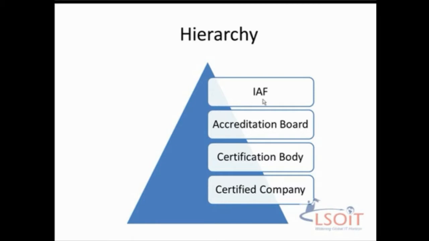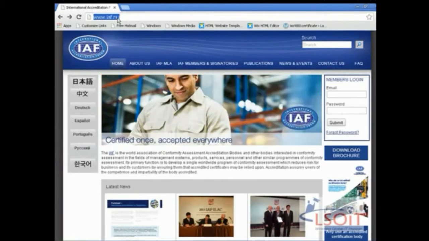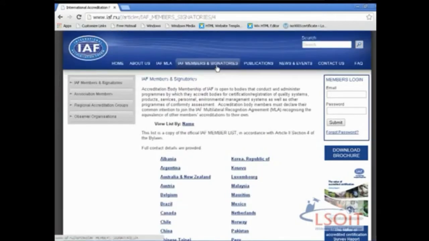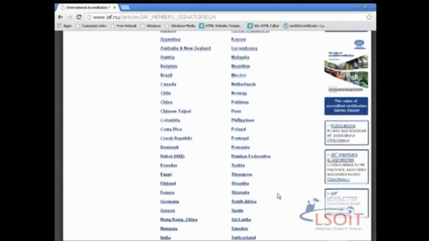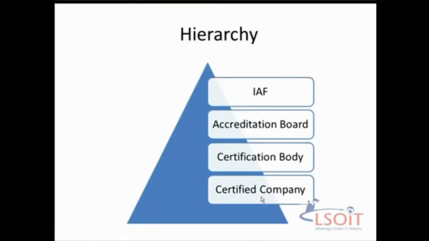The website of the IAF forum is iaf.nu. Here, if you click on the link IAF members and signatories, you can see the list of all countries which are members of IAF. So the first is IAF and the second is the accreditation board of different countries. Then there are certification bodies in all the countries which give certificates to companies. These certification bodies should be members of the accreditation boards which are members of IAF.